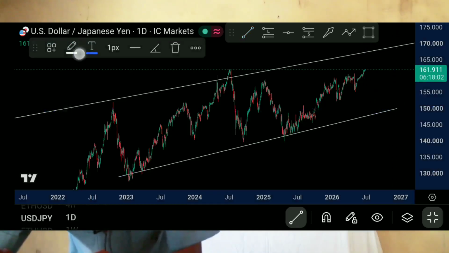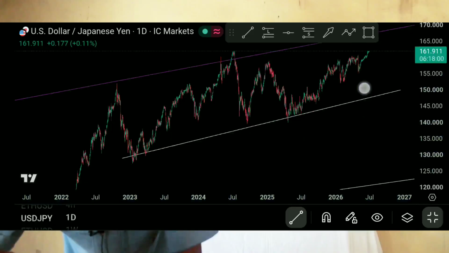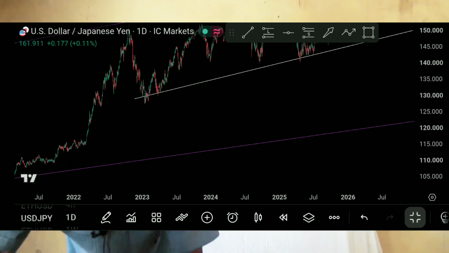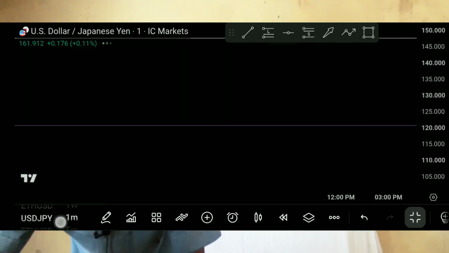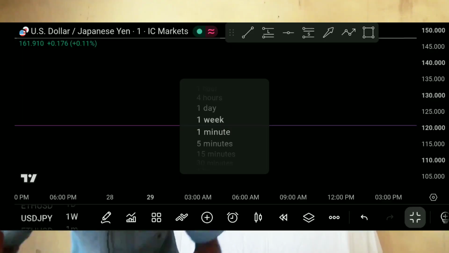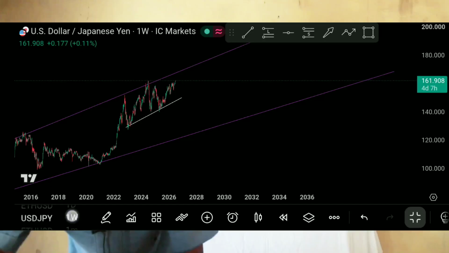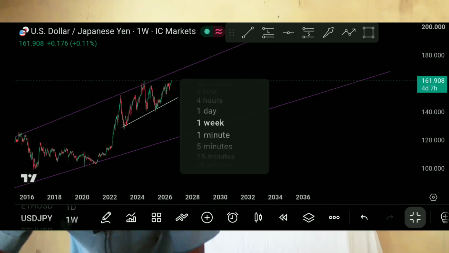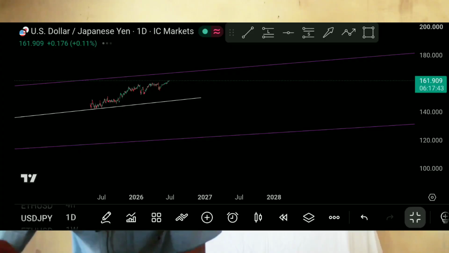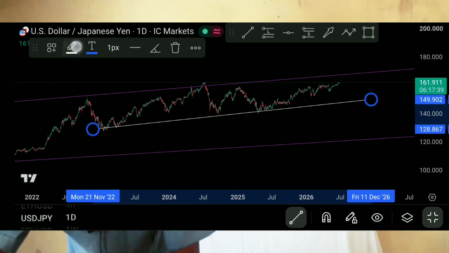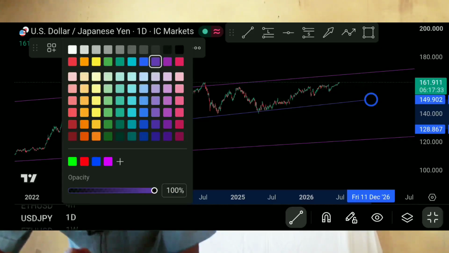Let me color this 1 week purple. You see the 1 week? Look at the 1 week here. This is the 1 week. I just colored it purple so I can know the difference. Then I'll come down to the 1 day time frame and color it blue so that I can know the difference easily.